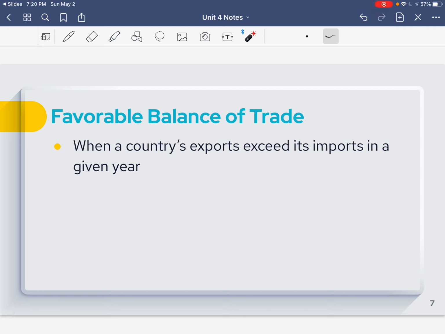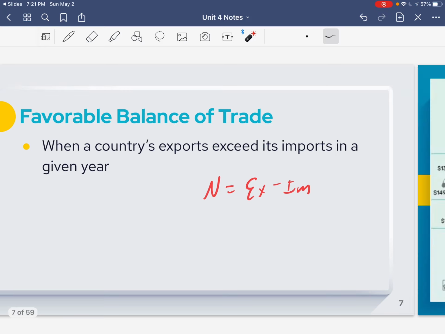So the opposite of a trade deficit is a favorable balance of trade. So when we look at our net exports equals exports minus imports equation, if exports is bigger, then this is going to be a positive number, and that's a favorable balance of trade. Our balance of trade is in our favor. We're exporting more, making more money for our country instead of sending our money somewhere else. And quite honestly, the U.S. doesn't have a favorable balance of trade with any of our major trading partners, but we're going to talk in class about how that's not necessarily a bad thing.